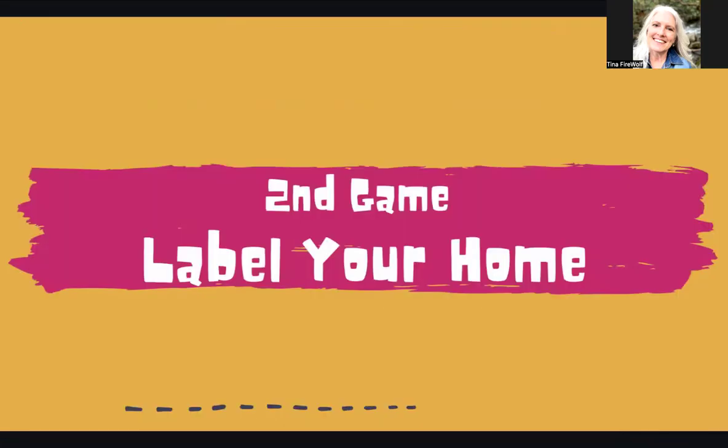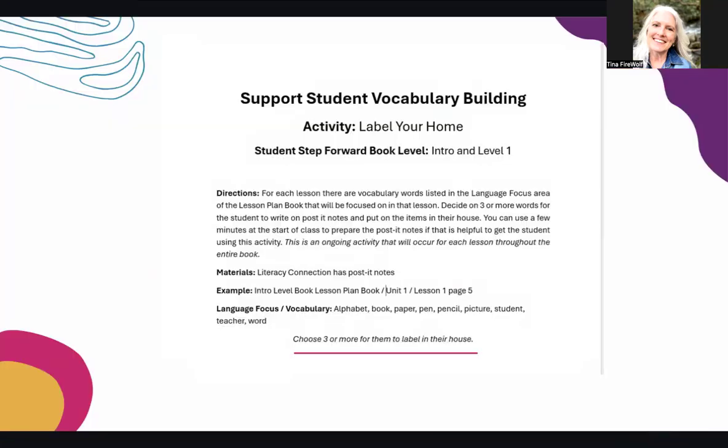All right, the next activity is called Label Your Home. Okay? And this is the directions. Everybody's going to be getting one of these sets of directions at the Tutor Toolbox. So this is good for the intro level and level 1 books, because in the lesson plan book, now I don't know why this arrow doesn't cooperate, but see, it turns around. Okay, there's a certain place it needs to be.